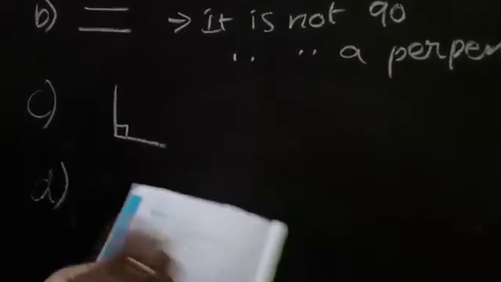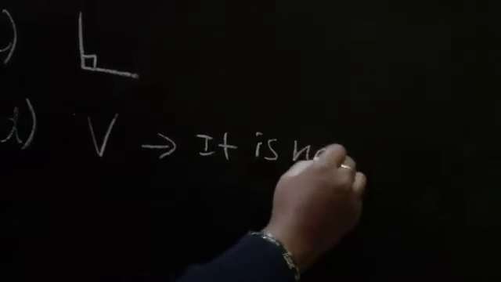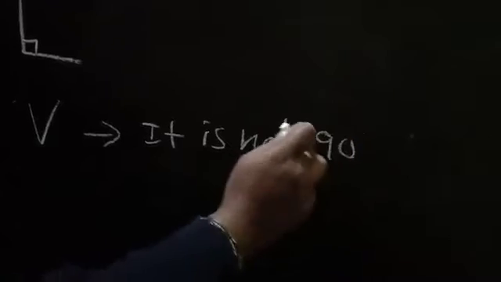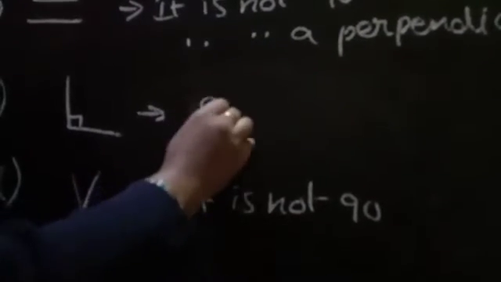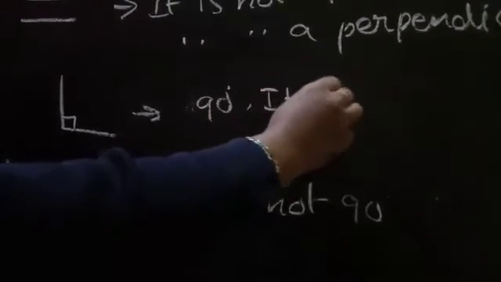Third one will be the line segments forming the letter L. L will be this shape, so we have 90 degrees in this. Next, the letter V. V doesn't have 90 degrees, so it is not a perpendicular line. This is 90 degrees we get, so it is perpendicular line.